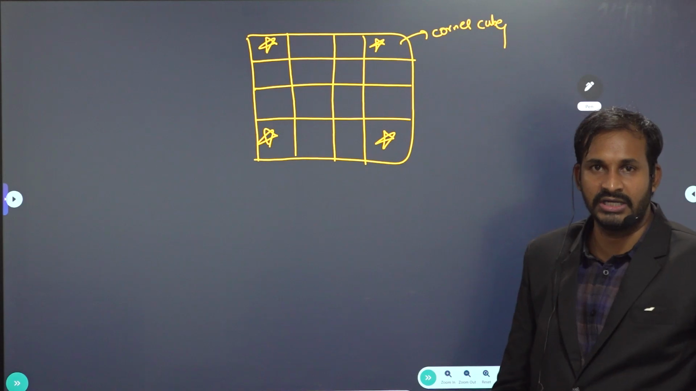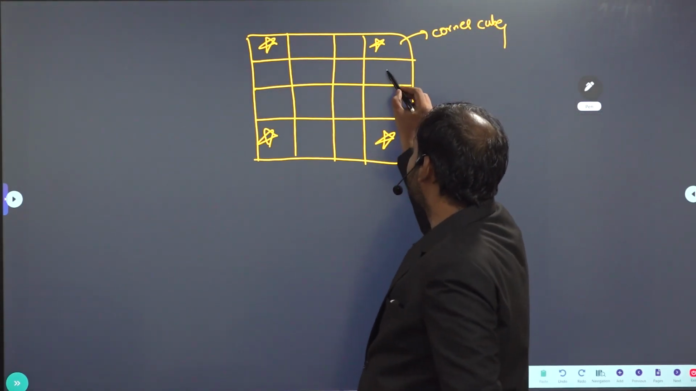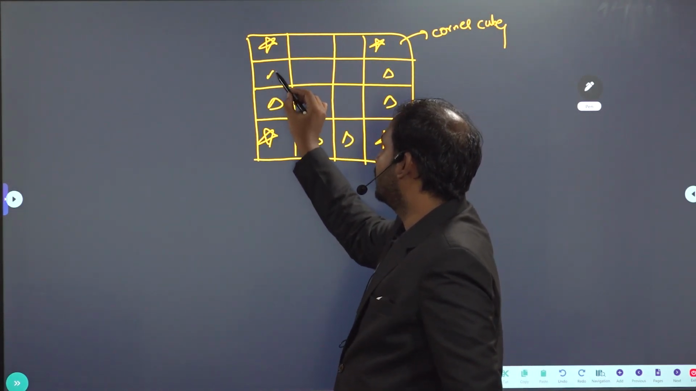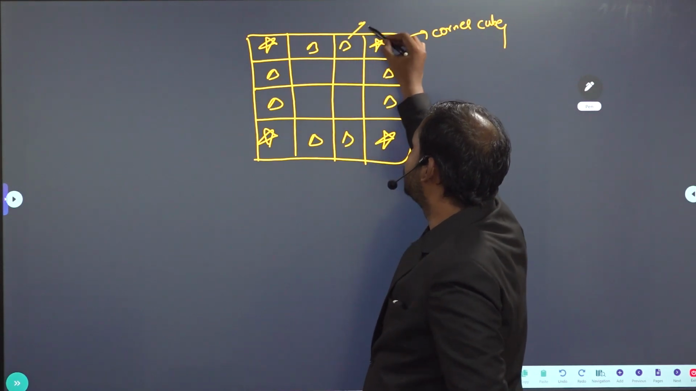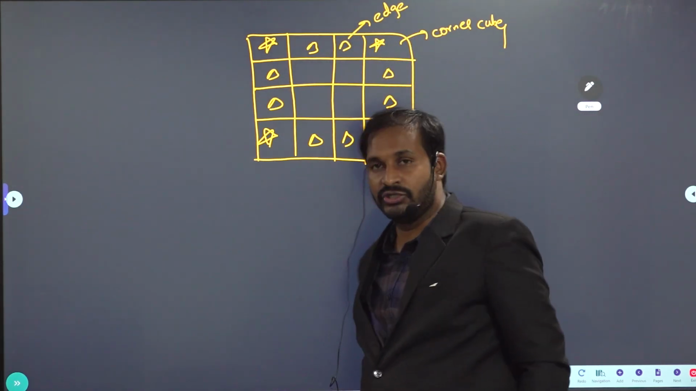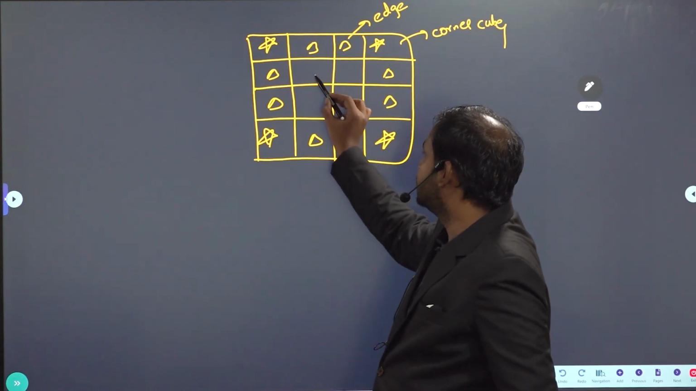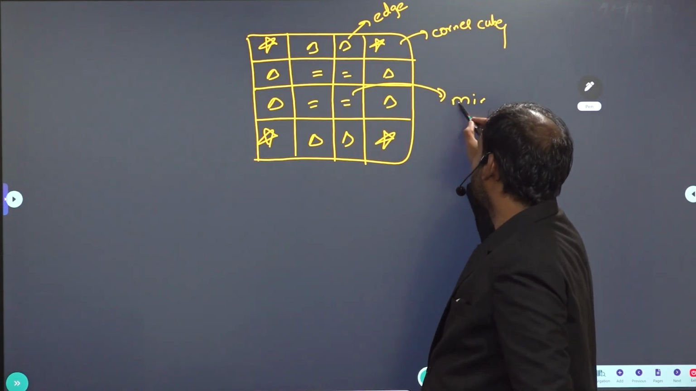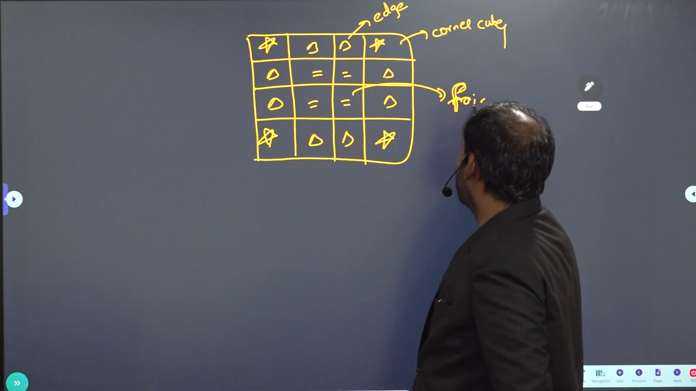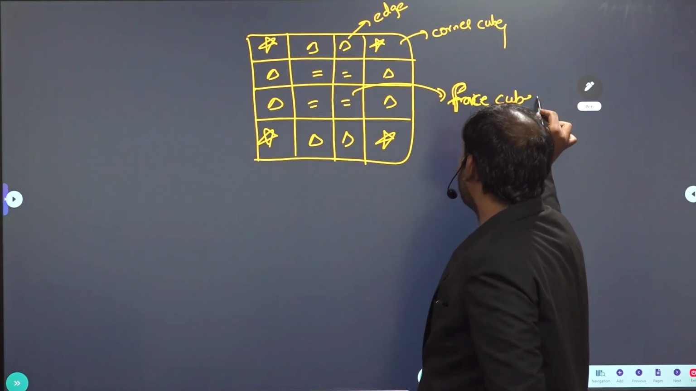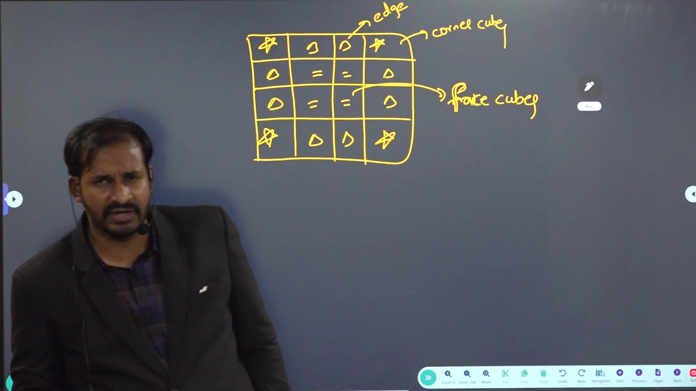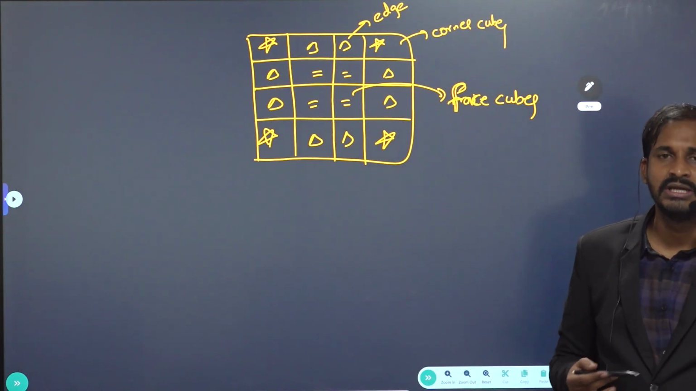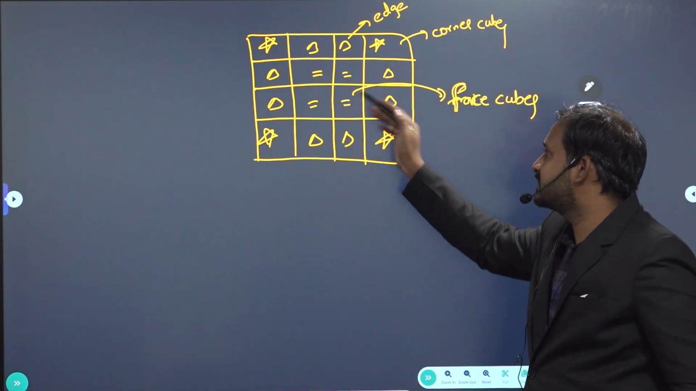And these, indicated with a triangle, are called edge cubes. These are called edge cubes. And this one, which is indicated with an equal to sign, we call it middle cubes or else face cubes. We call this as face cubes. See here, students, in different books or in different sessions, many people use different terminologies, but for the time being we will take them as corner, edge and face cubes.